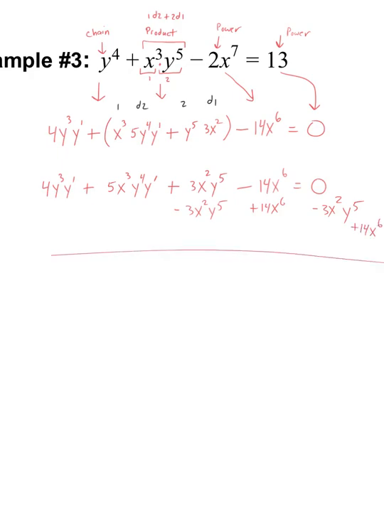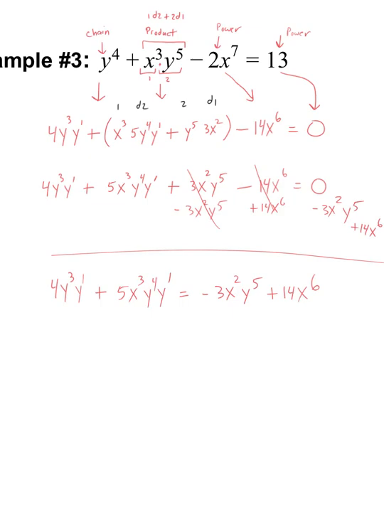Okay, so on the left, we still have these two terms. We have 4y cubed y prime, and we have this one, 5x to the 3rd y to the 4th y prime. All right, these of course cancel out. On the right side, we have these two terms. We have negative 3x squared y to the 5th, and then we have this one, plus 14x to the 6th. All right, so there we have it. All the terms with y prime in it are on the left. Every term without a y prime in it is on the right.